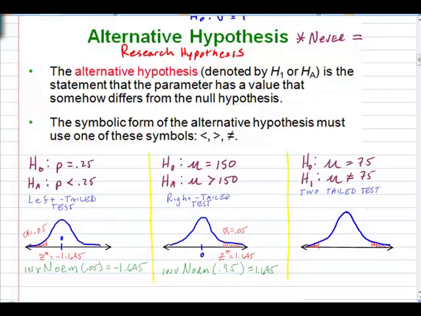So in this scenario, alpha, if it's 0.05, this critical value is not going to be 1.645, it's going to be 1.96 and negative 1.96. And how do we come up with these numbers? This value right here is not going to be alpha. That area is going to be alpha over 2, which means that we're looking at inverse norm of 0.025, which is half of the alpha level, the significance level.